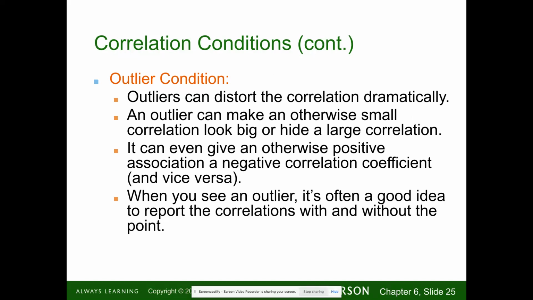Okay. Outliers can distort the correlation dramatically. An outlier can make an otherwise small correlation look big or hide a large correlation. So in other words, that one outlier, again, just like before when we were doing normal distributions, you can make the calculations with the outlier and without the outlier. Okay. There are anomalies that exist in nature.